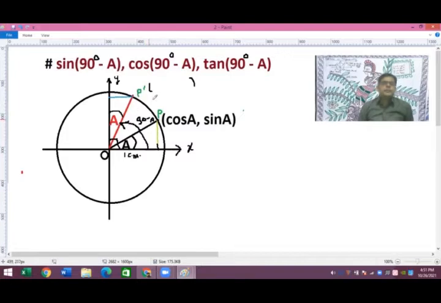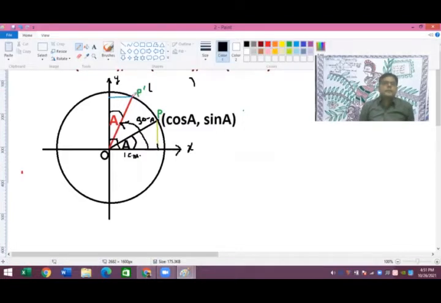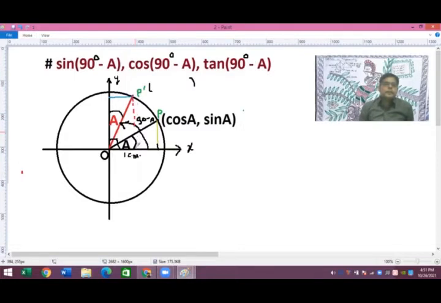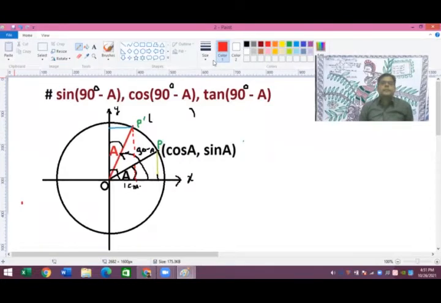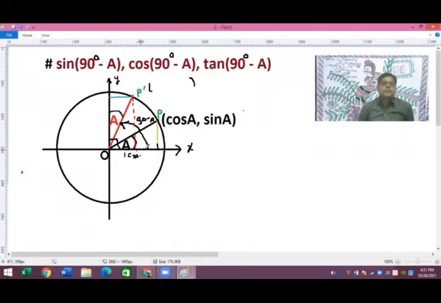Okay. So for example, if you are talking of the x coordinate, let's draw a line perpendicular to the x-axis, and then we'll see what will be the y coordinate and what will be the x coordinate of this point P dash. So here you can see, if you are talking of 90 minus theta, this angle from here to here is 90 minus A. Sorry, I'm always saying theta. So here it is A.